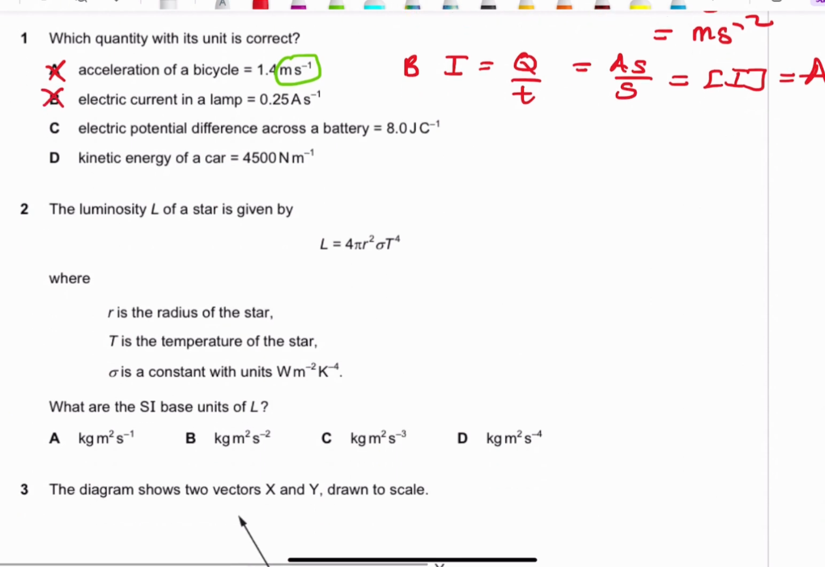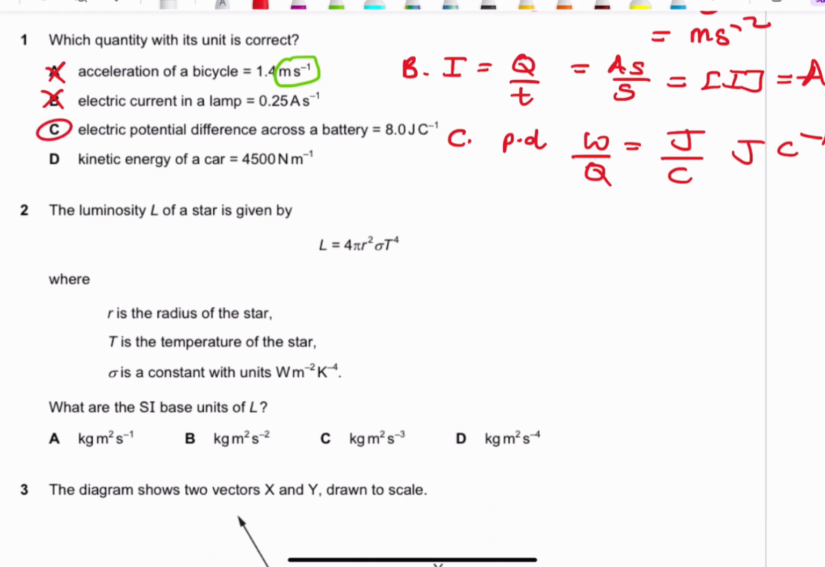Moving on to C, we know that potential difference is the work done per unit charge. Work done is measured in joules, charge is measured in coulomb, so it's joule per coulomb. Okay, making C the correct answer.